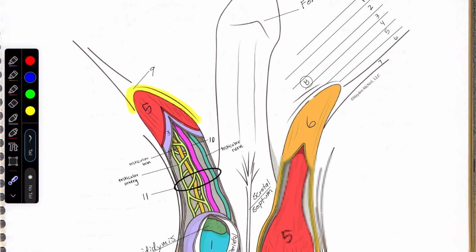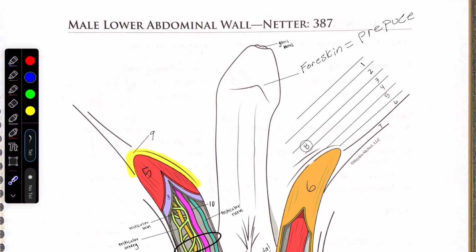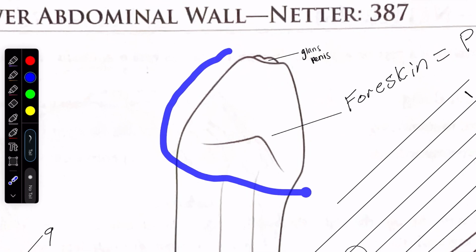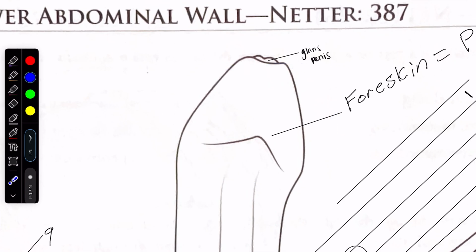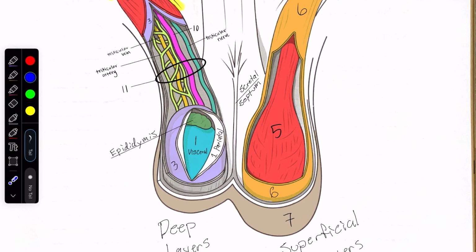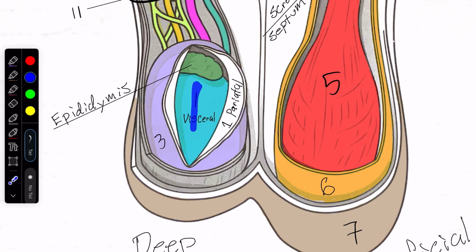After you got that drawn in, right here at the tip of the penis, this is going to be your glans penis. This is going to be your prepuce right here, also known as the foreskin. Number 1, that is going to be your tunica vaginalis, right here on top of the testicle. As we open up this layer though, this is the processus vaginalis that we learned on the last page.